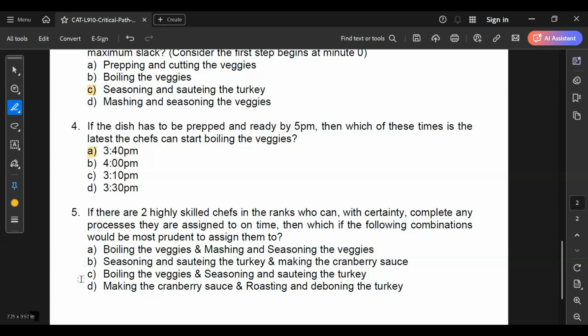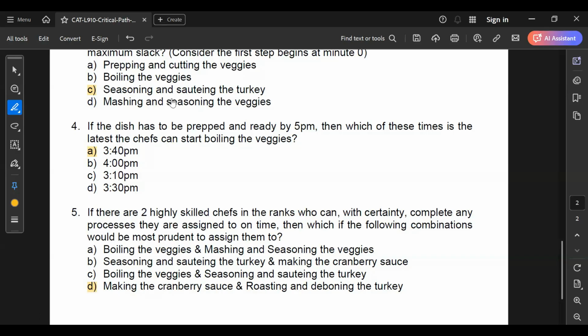And 5, of course, the answer will be D, because the making of the cranberry sauce and roasting and deboning the turkey are part of the critical path. So here is where the 2 most highly skilled chefs you will employ. Right. So these are the answers to the 5 questions of this set. Hope this was helpful. Remember this particular problem.